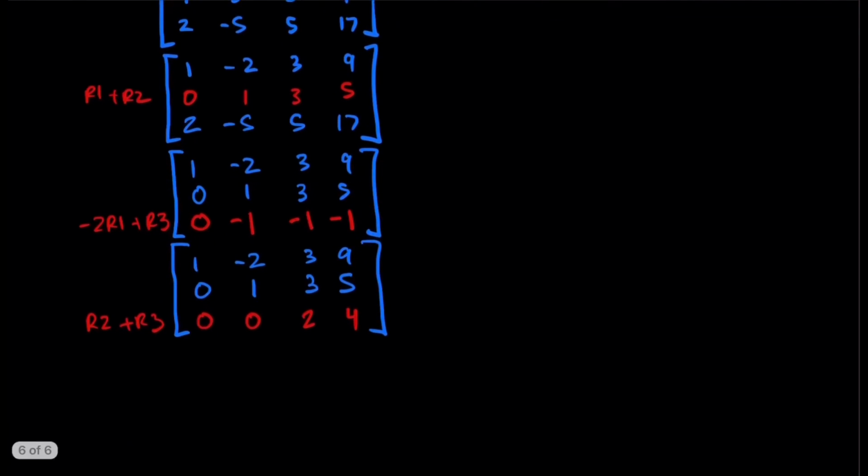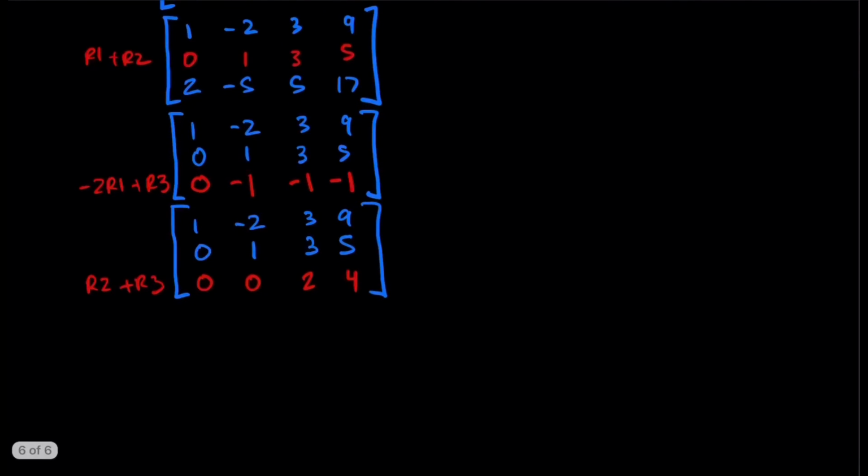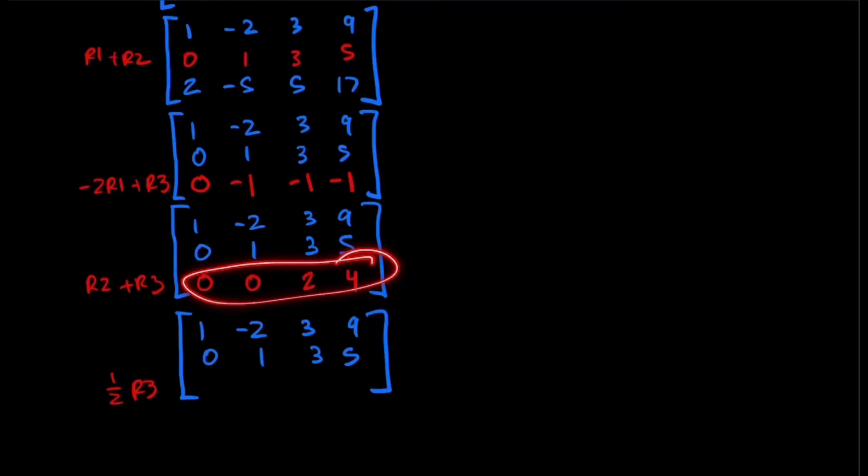So hopefully I have room down here. Yeah, I do for one more. Perfect. So my last matrix, top row, 1, -2, 3, 9. Middle row, 0, 1, 3, 5. What I'm simply going to do here is take 1/2 of R3. I'm going to take this row here, multiply each thing by 1/2. Okay, so it's 0, 0, 1, 2. Awesome. Now I'm done with the matrix because I have row echelon form.